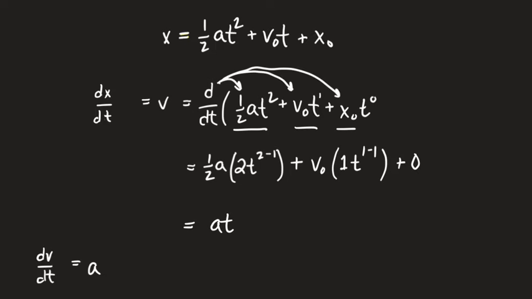Next term. V naught, sure. 1 times t to the 1 minus 1 is 1 times t to the 0. 1 times t to the 0 is just 1 times 1. And 1 times 1 is just 1. So we're done.